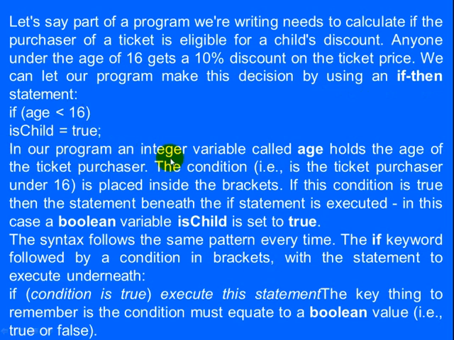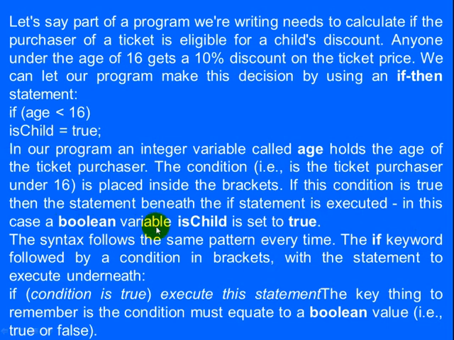In our program, an integer variable called age holds the age of the ticket purchaser. The condition, that is, is the ticket purchaser under 16? If age is less than 16, is placed inside the brackets or parentheses immediately after the if. Now this is a Boolean expression. It will evaluate to true or false. If it is true, then the statement beneath the if statement is executed. That is, is child equal to true.